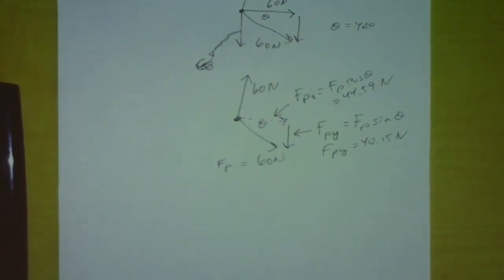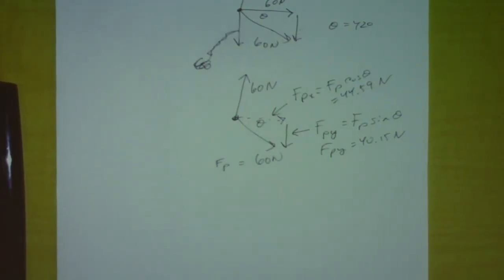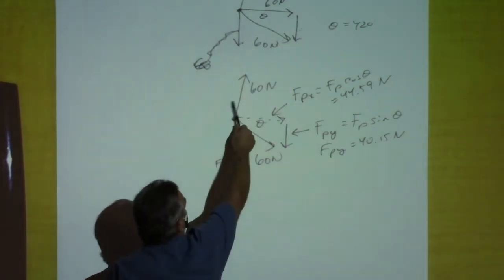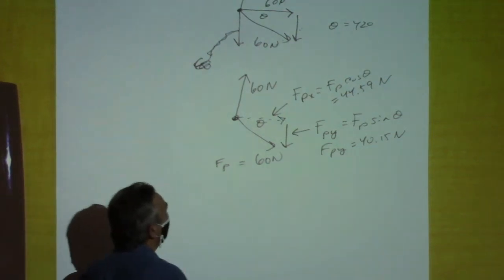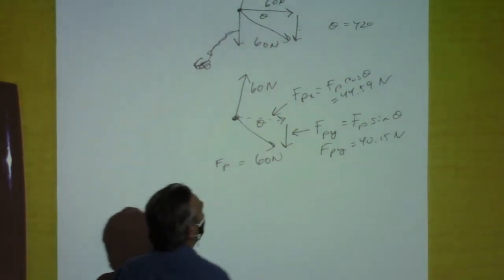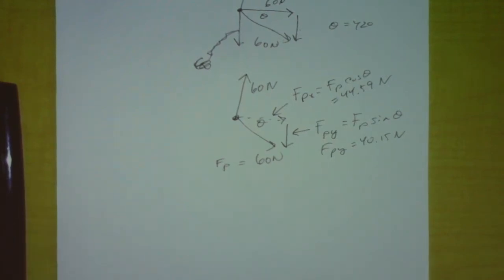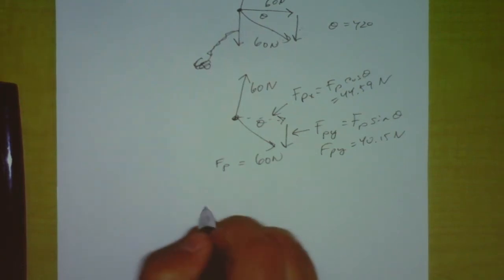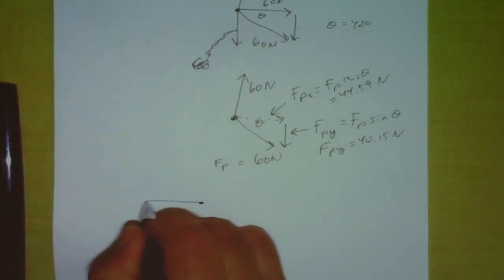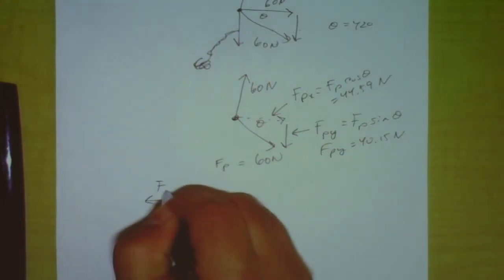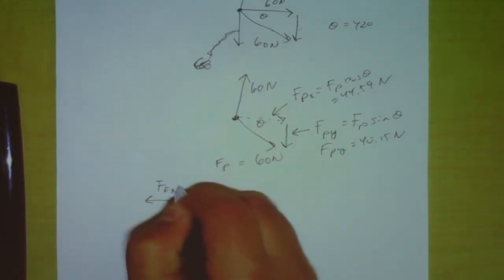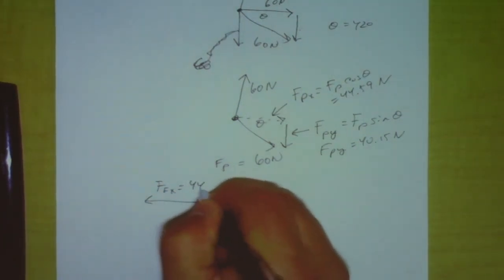The x direction is actually a little bit easier in this problem. The reason is there's 60 directly up. This doesn't have any part in the x direction. The only x one is this 44.59. So I know the force by the femur has to have a part that's 44.59 going this way. So this is force femur x, 44.59 newtons.